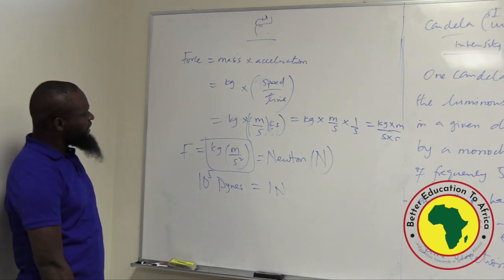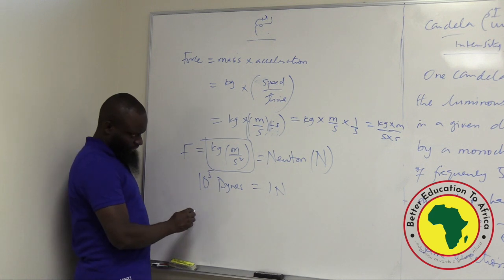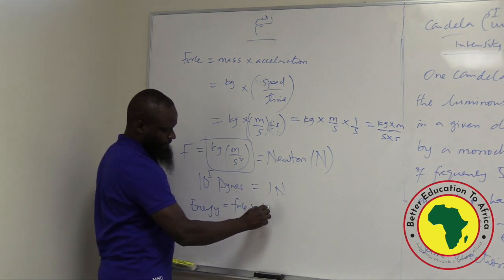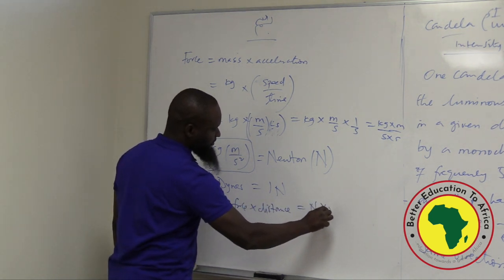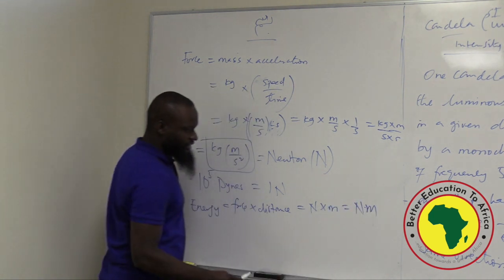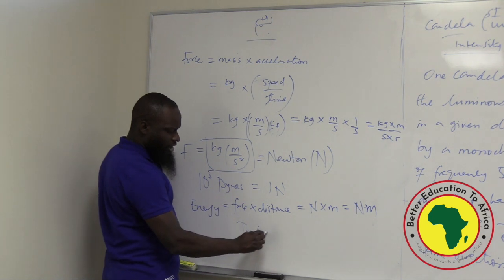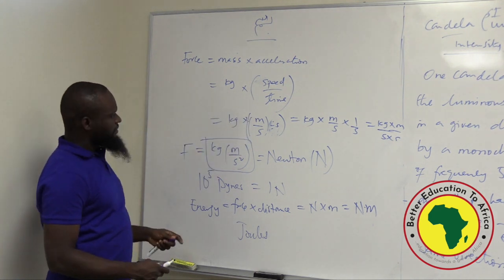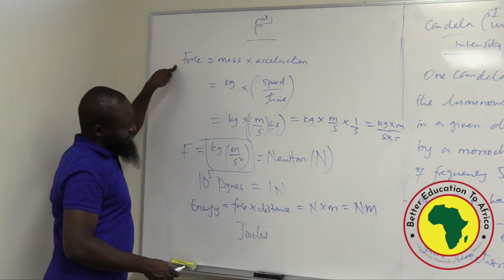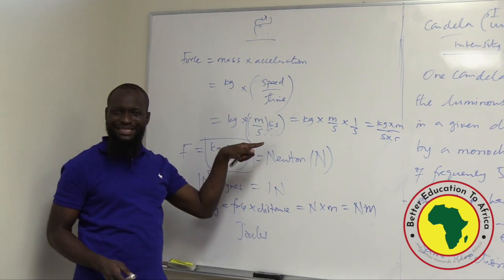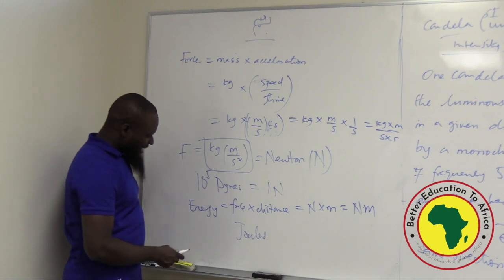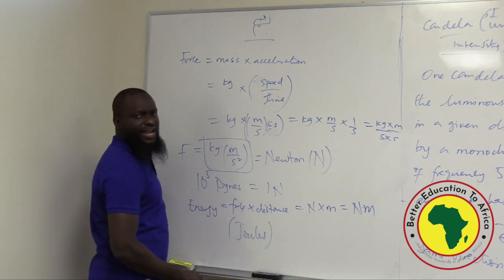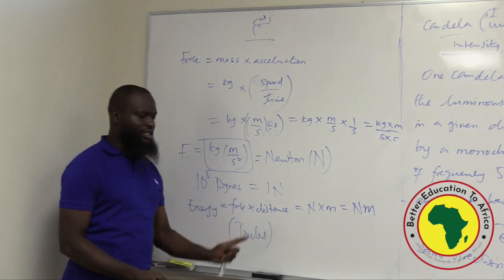Then we have the unit of energy. Energy is just force times distance, so it's going to be newtons times meters. Newton meters is a unit called joules. So the newton is a derived unit from a combination of kilogram, meters, and seconds. And force is a derived quantity from mass, length, and time. Energy is a derived quantity from force and distance. And the joule is a derived unit from newtons and meters, which is kilogram, meters, seconds.